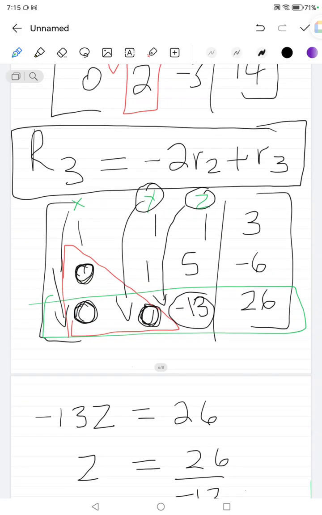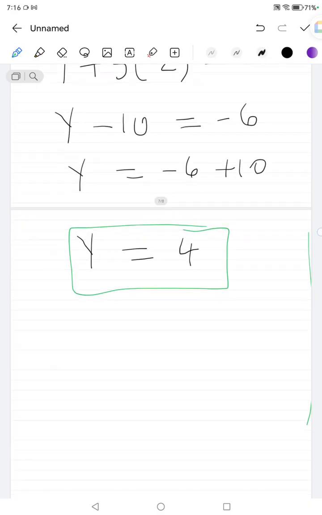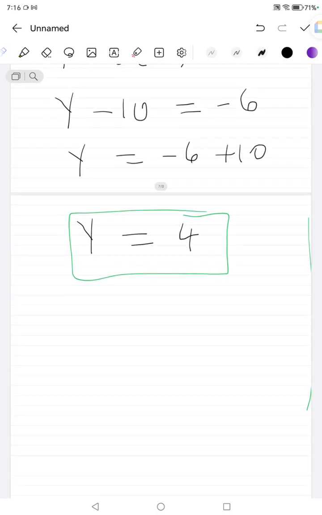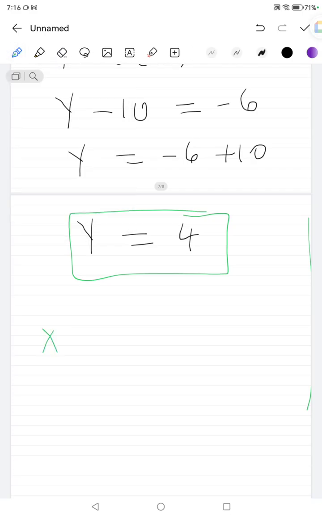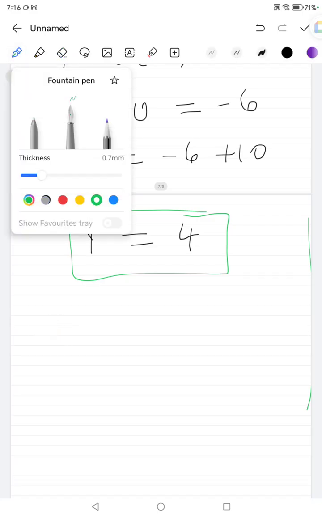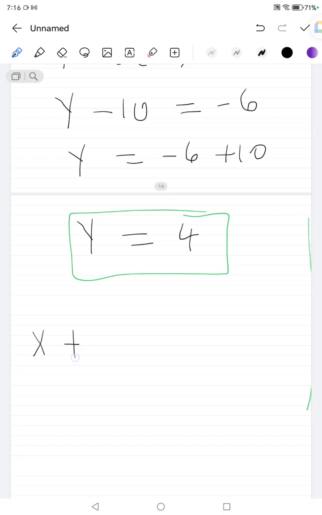The one at the top, you have 1 1 1. This means you have x plus y plus z, that's equal to 3. As indicated, we have the x. Now I want to return back. We're going to have x plus y plus z, which would be equal to 3.